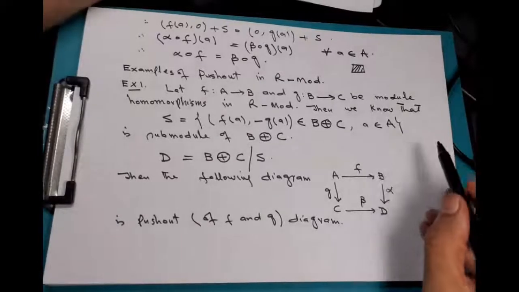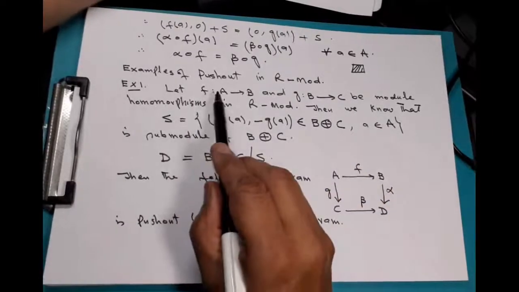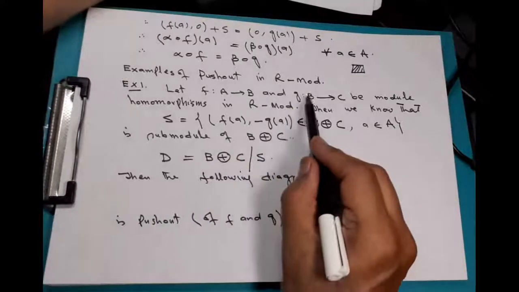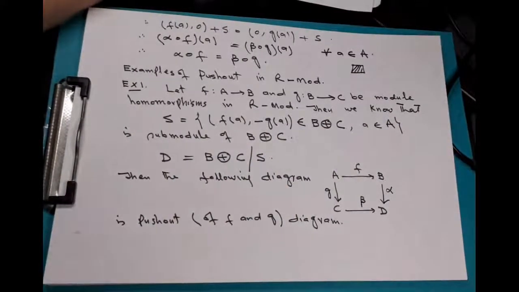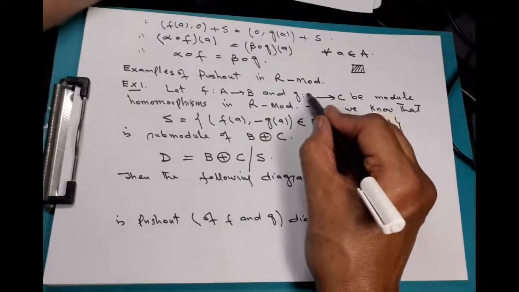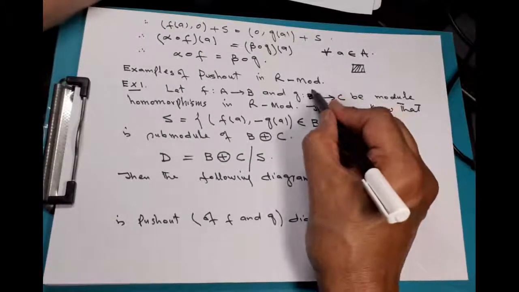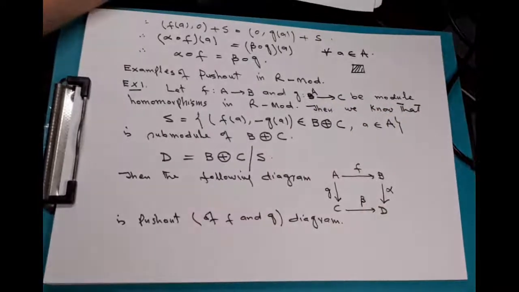I have made a little mistake here. F is a map from A to B, that is okay, and G has to be a map from A to C. I am making a mistake here, so please let me correct it. G is a map from A to C. Please correct it in your notes as well.